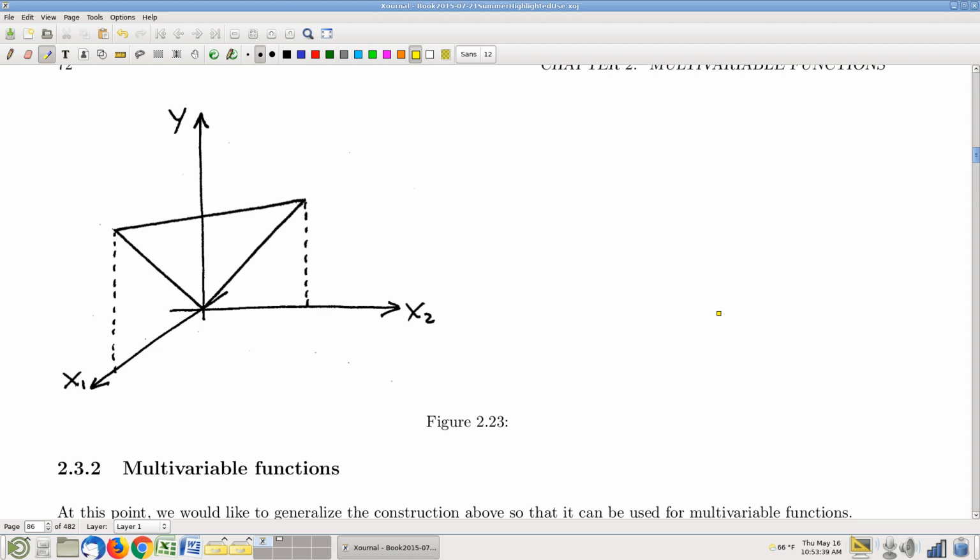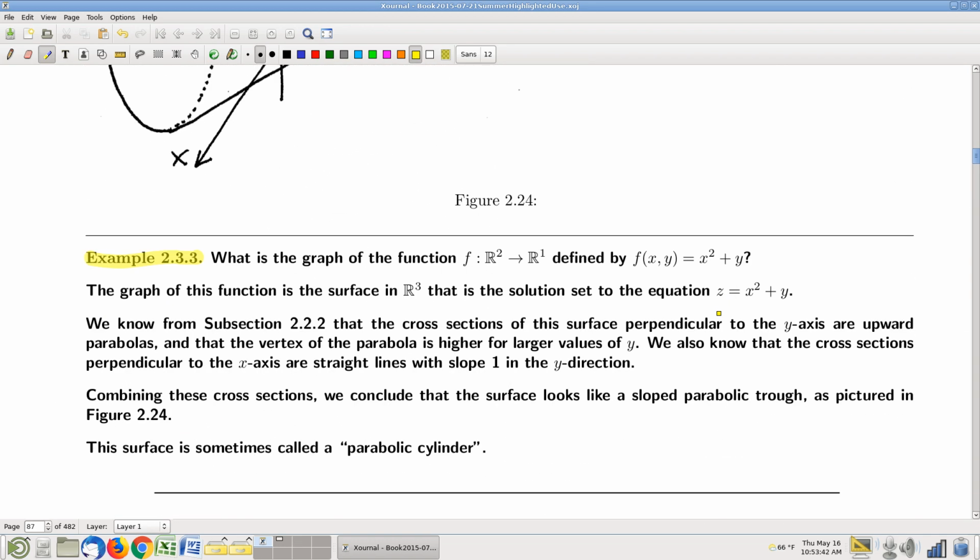All right, let's see a more interesting example. Let's look at this function right here. Now, here we have a function of two variables. I choose to make the graph of this function. I don't have to. We're making a choice here.